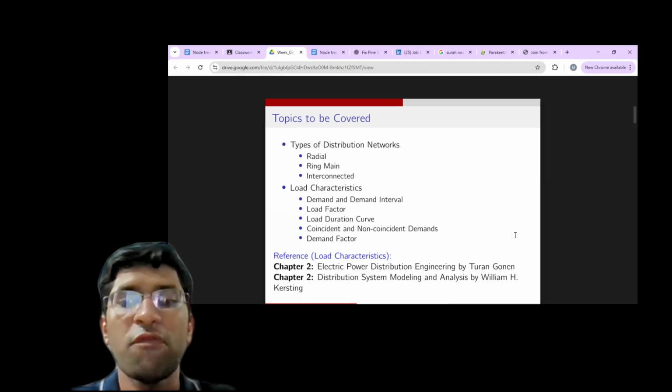So without wasting any further time, what are the types of distribution networks? There are three main types: radial, ring main, and interconnected. Today we are diving into how electricity gets from substations to your homes and businesses through these distribution networks.